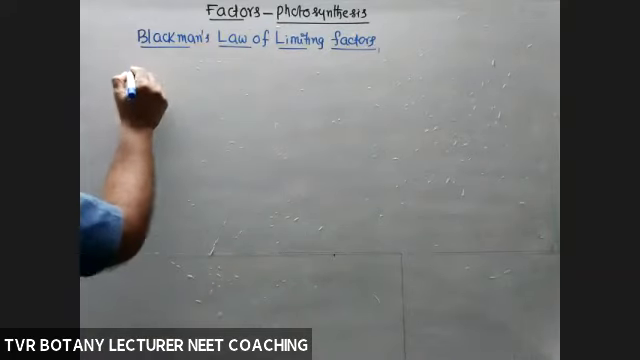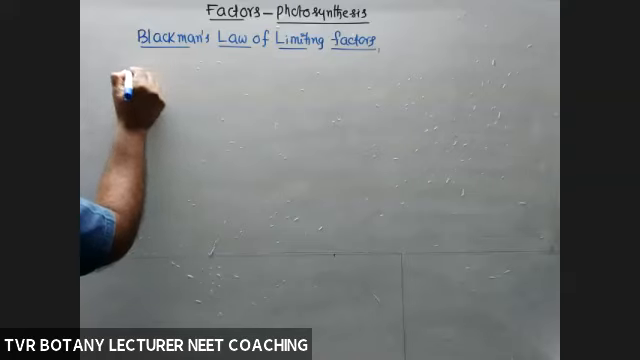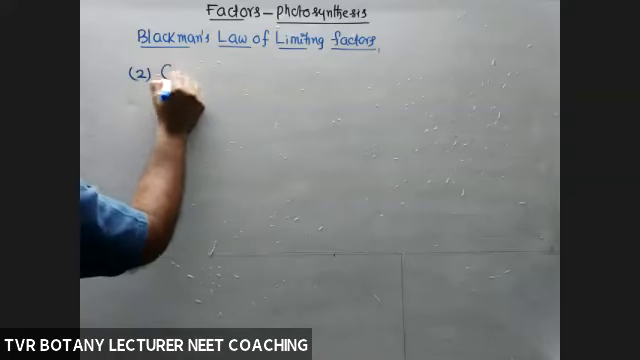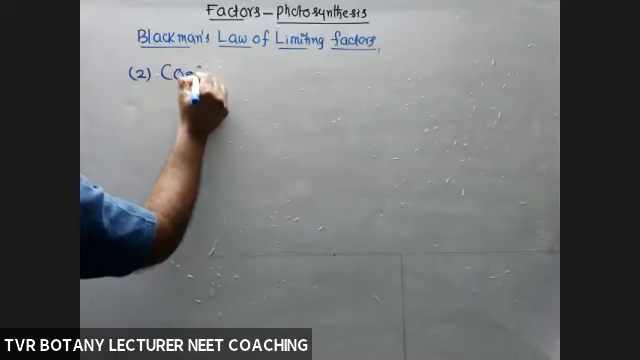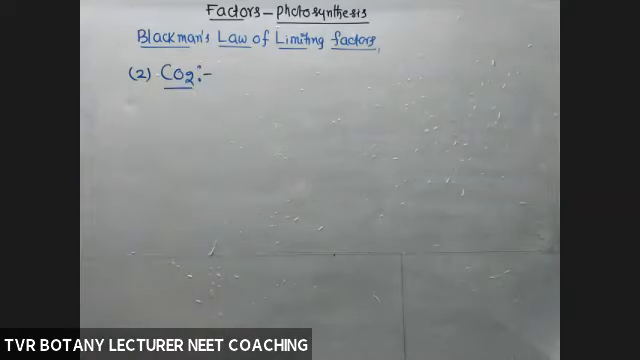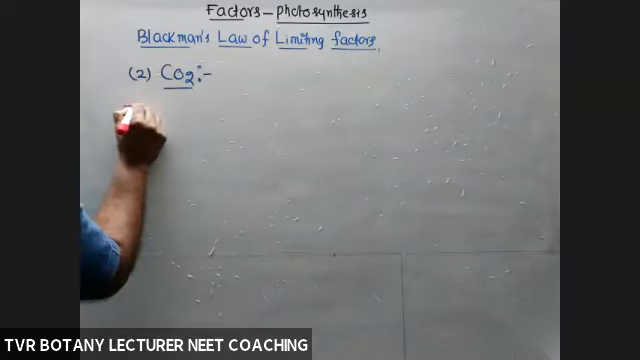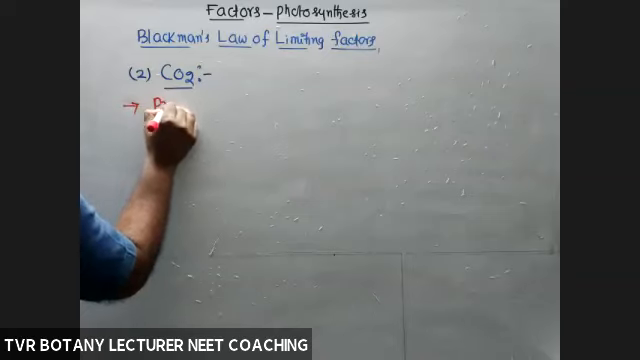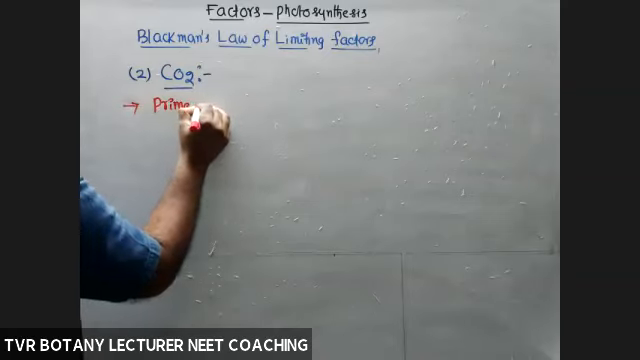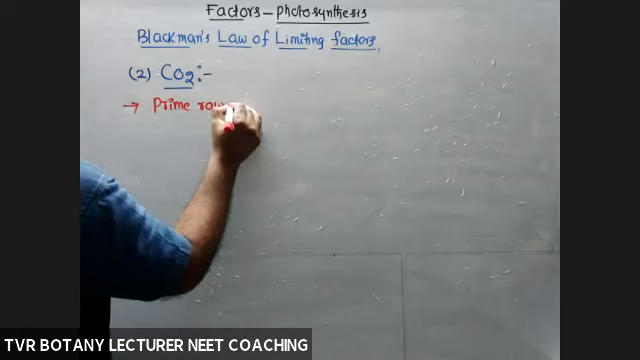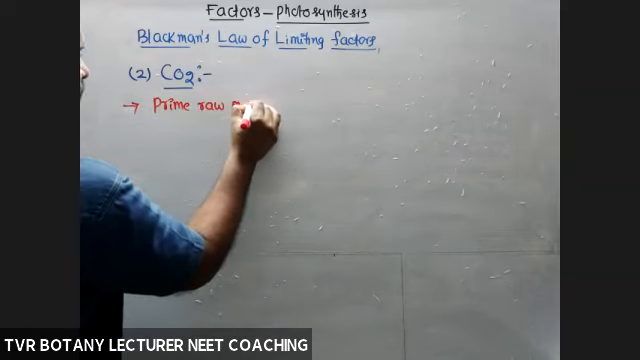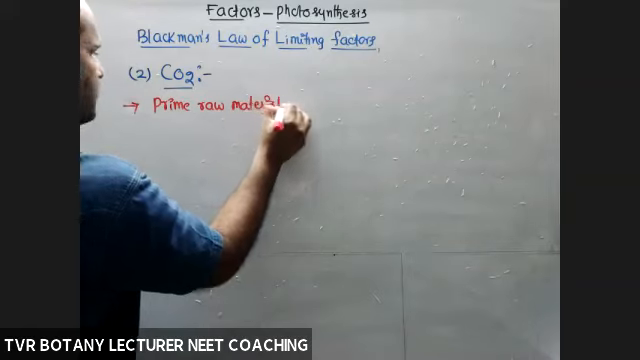And what about CO2 concentration? First factor, light, completed. Second, external factor, CO2 concentration, both externally and internally. Internal concentration of CO2, external concentration of CO2. So CO2 is a prime raw material, the most important one.